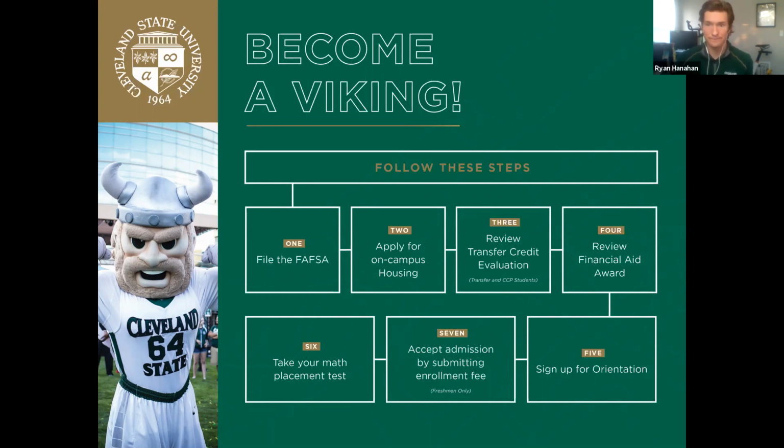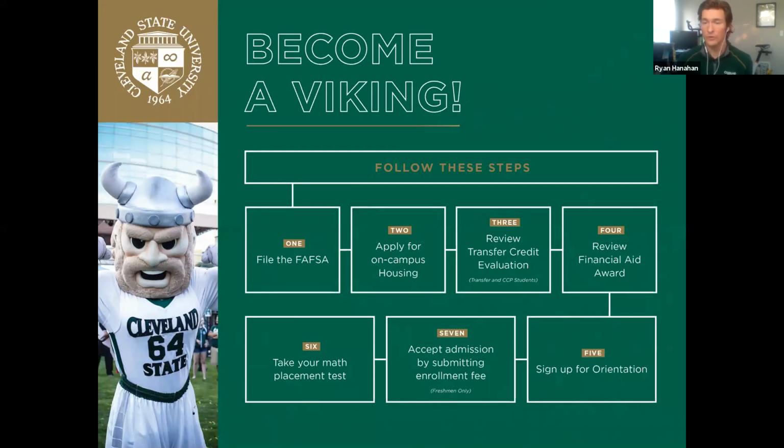So say mid-March, you receive your financial award letter, you take your math placement test, you're excited about CSU, everything feels right, you go ahead and pay that $120, and then something changes and you can't attend. You just let us know by May 1st and we'll be able to refund that $120 for you.